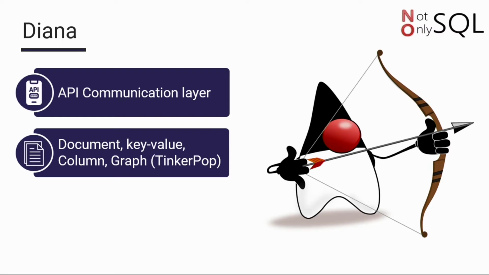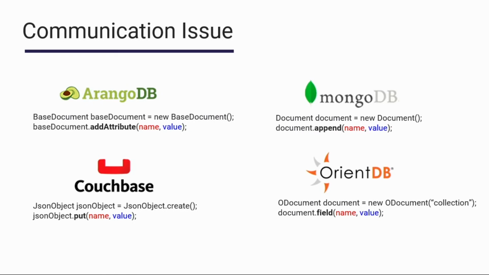Diana is the API communication layer. Because there are many different systems that often have a different approach or different architecture underneath and use not only different acronyms, but often completely different approaches, for example, document-based versus graph-based and others. Here you see 4 examples of how these can differ in their own API.